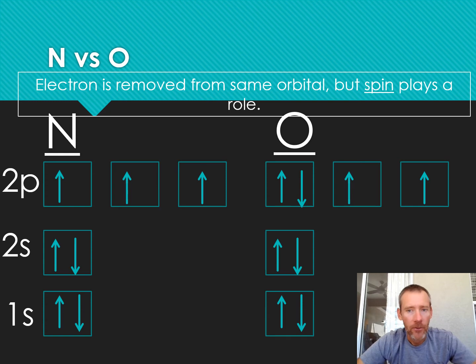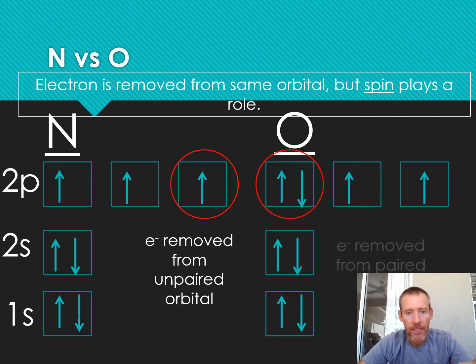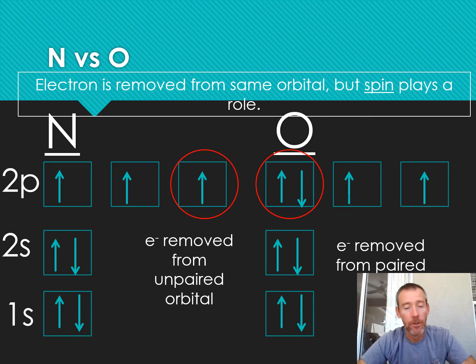Okay, so now spin plays a role. So they're both negative, so they're going in opposite directions, one going up, one going down. So if they're opposite spins, that means they are repelling each other. Okay, so that's a big key term, repulsion. An electron removed from the unpaired orbital takes a little more energy, but here, if you have repulsion, they're paired up, so it takes less energy to remove if they're repelling each other.